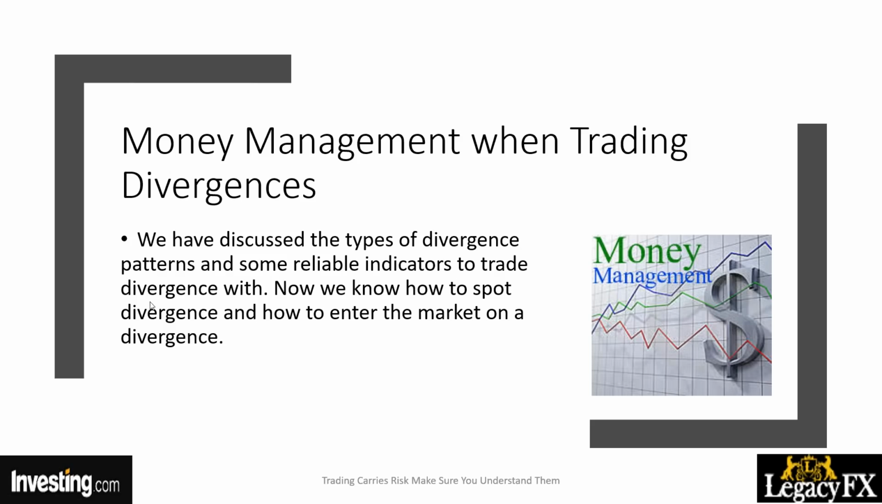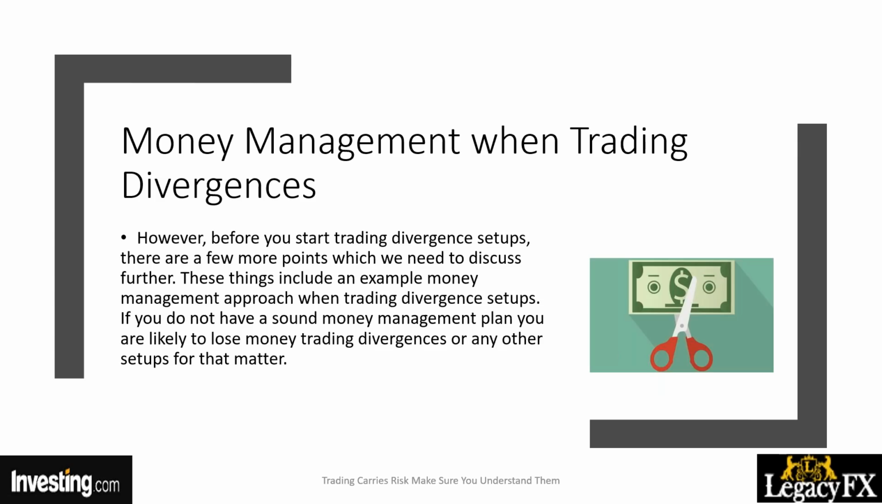So we have discussed the different types of divergent patterns and some reliable indicators to trade with divergence, especially RSI, Stochastics, MACD, CCI. There are many of them. Most of them fall into the category of momentum indicators or overbought and oversold indicators. But now we know how to spot divergence. We need to know how to enter the market on divergence.